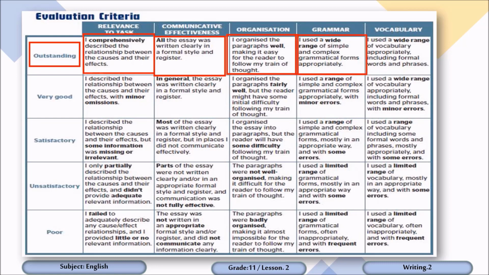For the grammar, I used a wide range of simple and complex grammatical forms appropriately. And for the vocabulary, I used a wide range of vocabulary appropriately, including formal words and phrases. So, you should read the evaluation criteria well before writing your cause and effect essay.